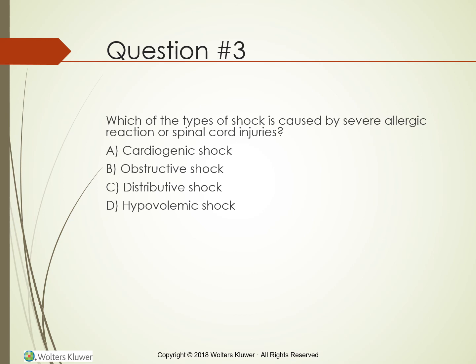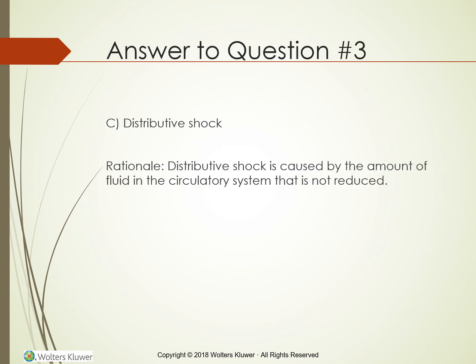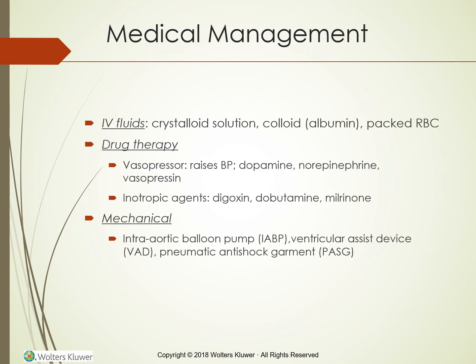Which of the types of shock is caused by severe allergic reaction or spinal cord injuries? Distributive. Distributive shock is caused by the amount of fluid in the circulatory system that is not reduced.